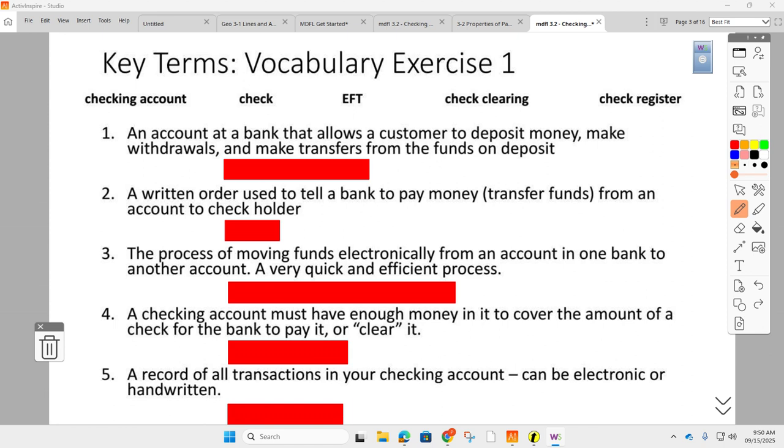All right, so what do you think? An account in a bank that allows the customer to deposit money, make withdrawals, and make transfers from the funds and deposit. What would you say number one is, Miguel? What's your question for me?